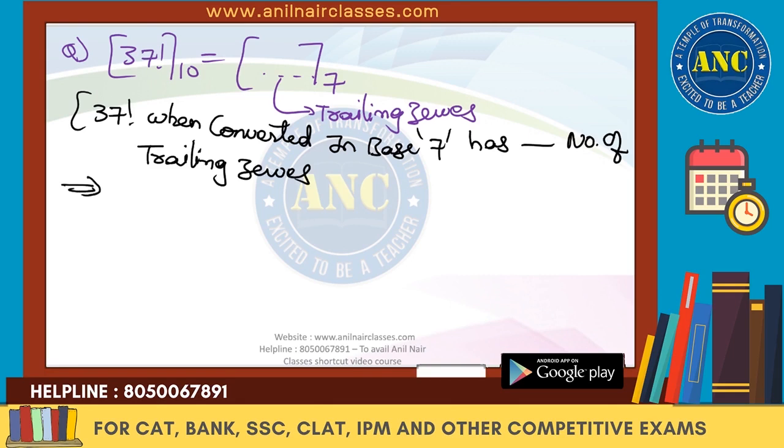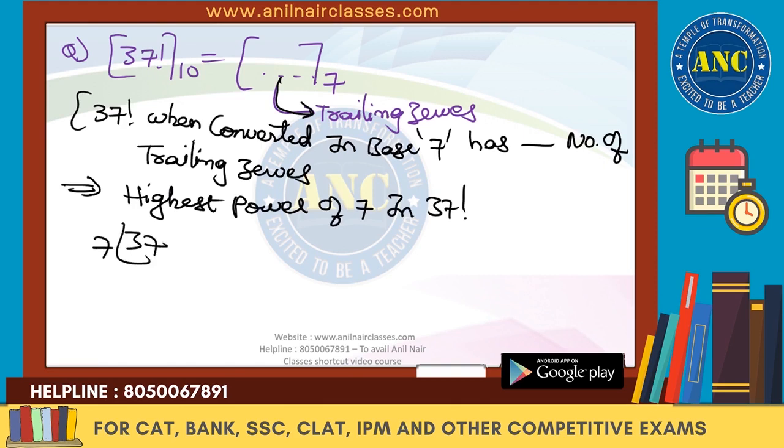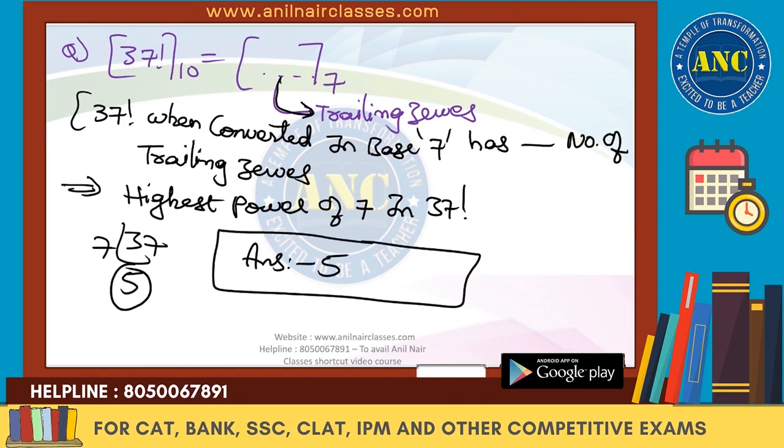Just now we discussed that the number of trailing zeros in base system 7 is nothing but the highest power of 7 in 37 factorial. So this is nothing but 7 5s are 35. Answer is 5 zeros at the end. Just a twist in the question. You might think that the question is a difficult question. It is not a difficult question. It's an easy question.